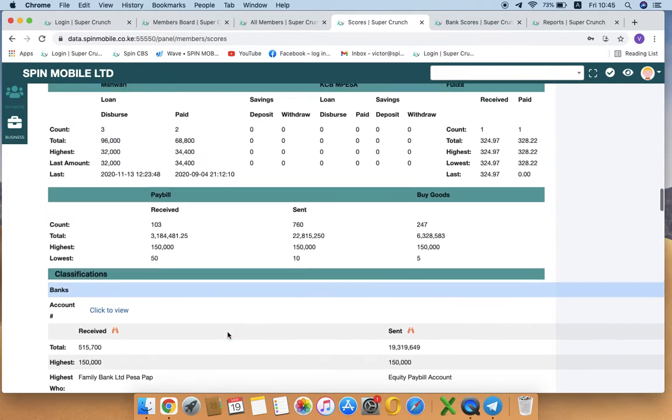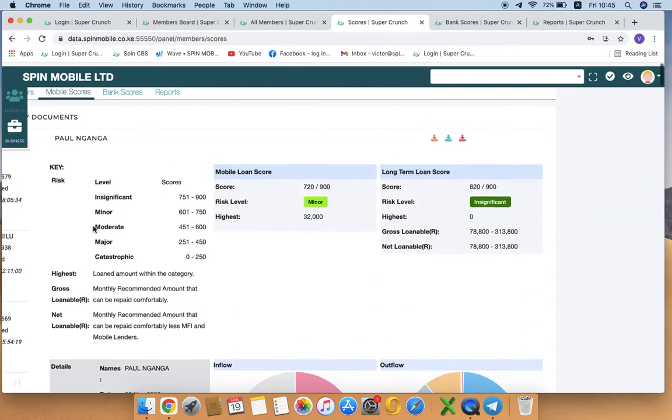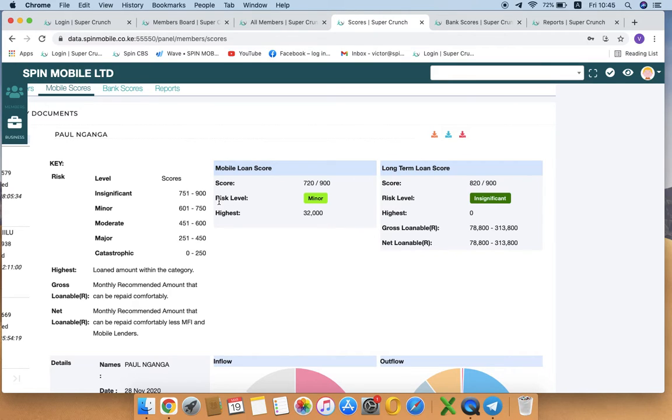How many loans they are currently servicing from different providers shows the debt to income ratio, because that's what we use to generate the score. So by the time we are saying this is a risk level which is minor, meaning this is a good individual who can actually afford a loan, or character-wise is good in terms of servicing the loan. For long-term loans, things that are probably huge loans and servicing over a long period of time, the risk level is insignificant. Okay, and we are even advising on the net loanable amount that you can extend to this person as an installment per month.